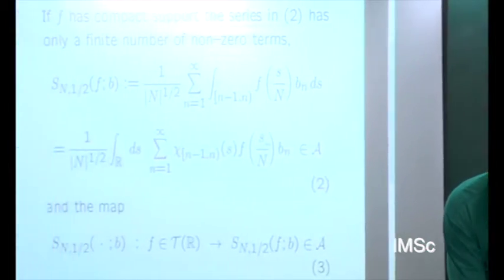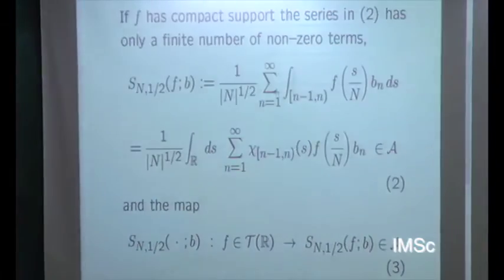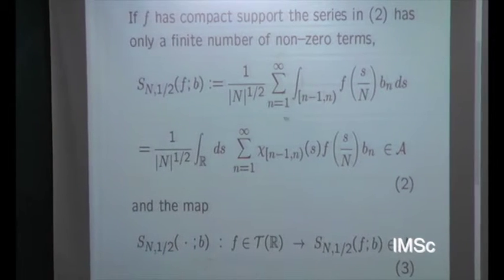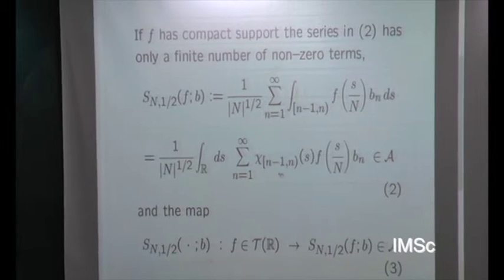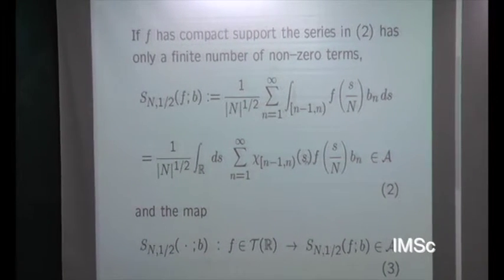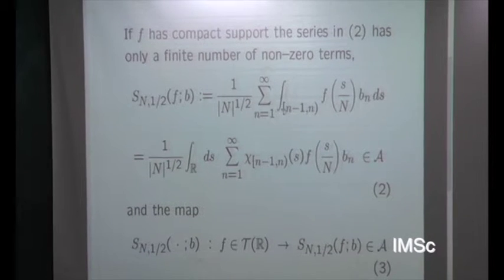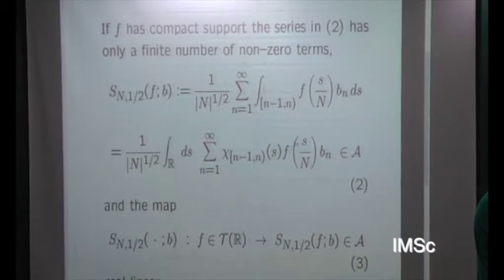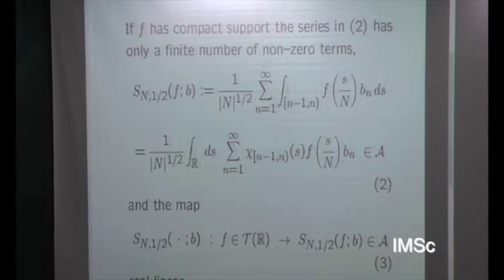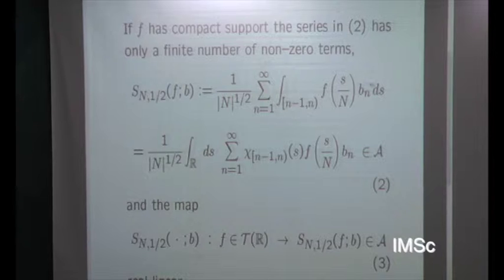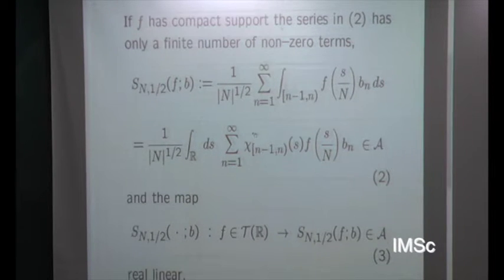Since f has compact support, I can bring the sum inside the integral if I put a characteristic function of the integral itself. This is trivial because this function has its support in 0, n. So this sum is reduced to a finite sum, because f has compact support, and I can exchange sum and limit for each fixed n, of course. When n goes to infinity, this will be different.